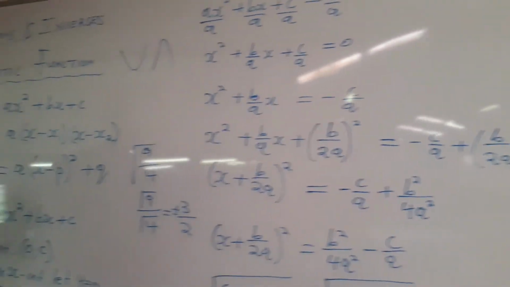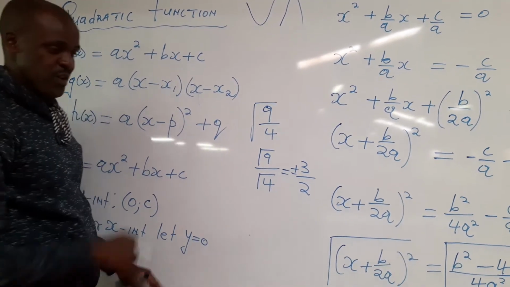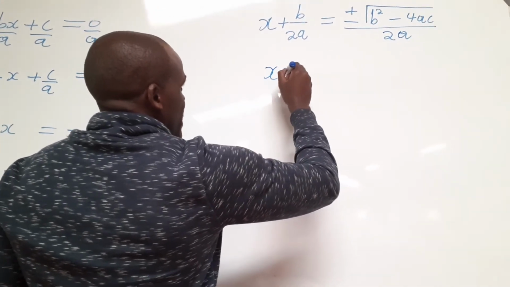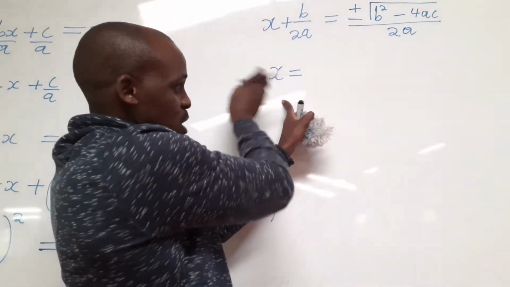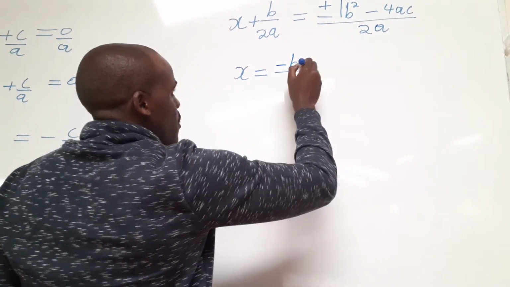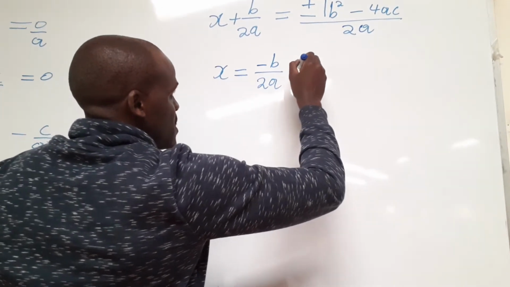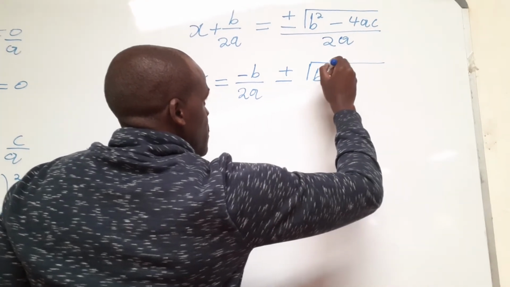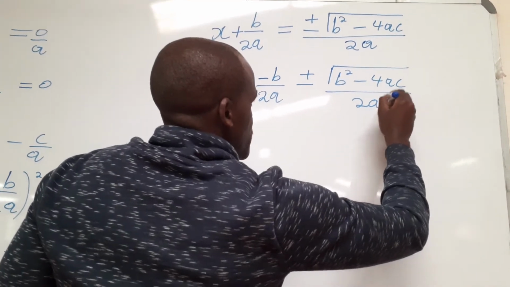We let y to be 0. So in other words, we are to find the x-intercept, which are the roots. Therefore, let us now solve for x. X will be equal to, we are transposing that so that we'll be left with x, minus b over 2a plus or minus square root of b squared minus 4ac all over 2a.